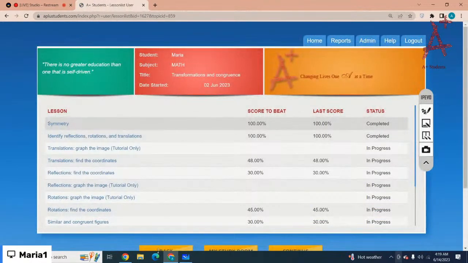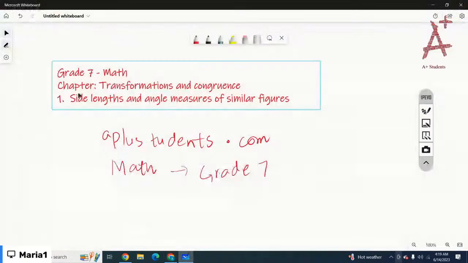From the next session, we're going to start with the book. So we're working on grade 7 math. The chapter we're working on is transformations and congruence. The lessons we have covered are side lengths and angle measure of similar figures. So please make sure before the next session you complete all the test questions for the lessons we did today. We are done with the lesson. From the next session we're going to start with the book.